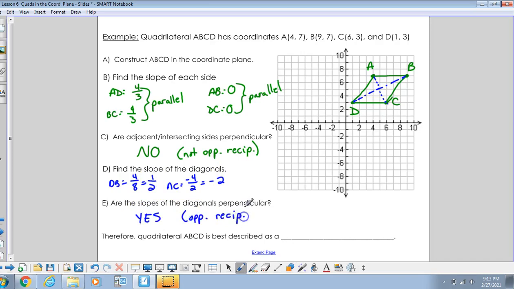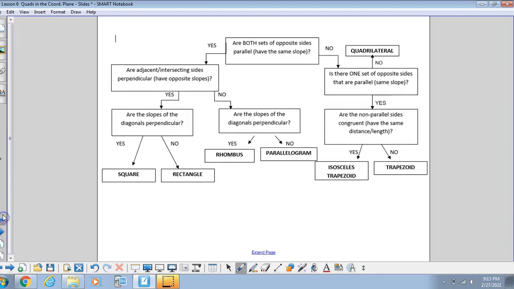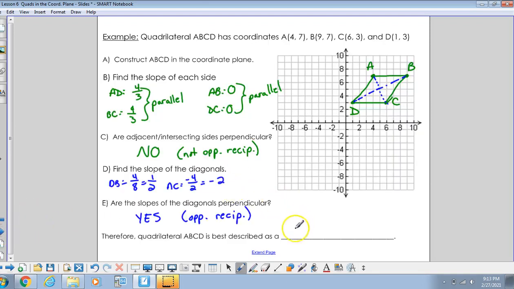All right, so what type of shape do we have? Let's go back to that flow chart for just a second. Okay, so first it asks, are both sets of opposite sides parallel? Yes, so we come over here. Now we check, are the intersecting sides perpendicular? No, they were not. We check, are the slopes of the diagonals perpendicular? Yes, they were. That means we have a shape that is a rhombus.